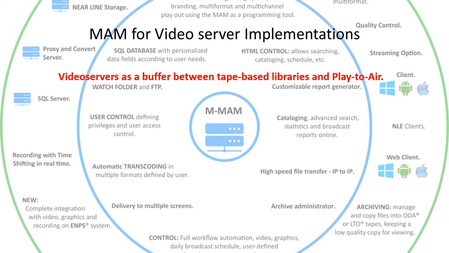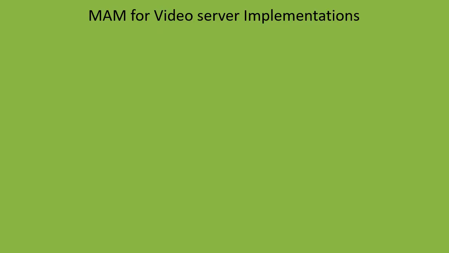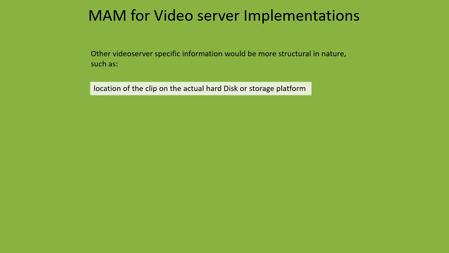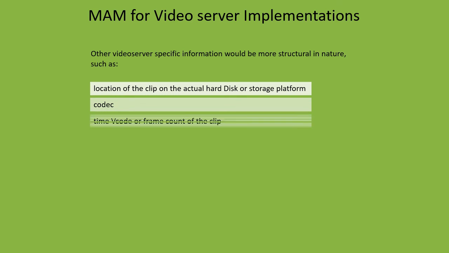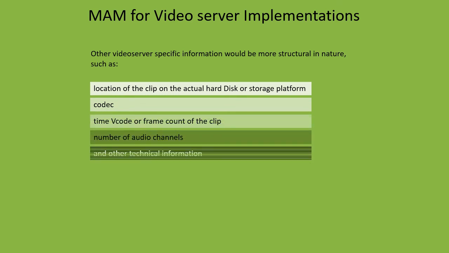This latter metadata element, called the end of message, would set the point where playout of active video would cease. The EOM would sometimes trigger the next clip to roll if the clip was not the last event in the sequence of a station break. Other video server specific information would be more structural in nature, such as the location of the clip on the actual hard disk or storage platform, the codec, the time code or frame count of the clip, the number of audio channels, and other technical information.